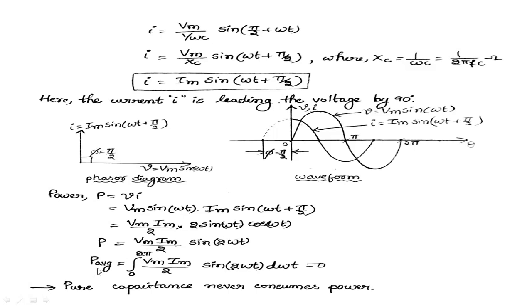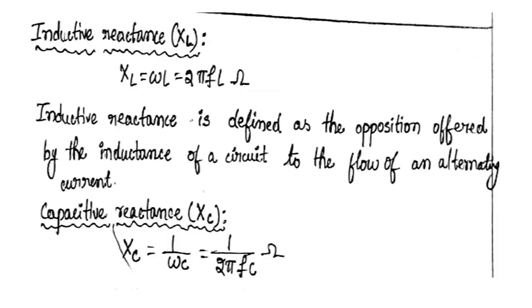Then the average power in the case of the capacitor is calculated over the total period 0 to 2 pi. Vm Im by 2 integral of sin 2 omega t d omega t equals 0. For the pure capacitor, as for the pure inductor, it never consumes any power. The average power becomes 0.